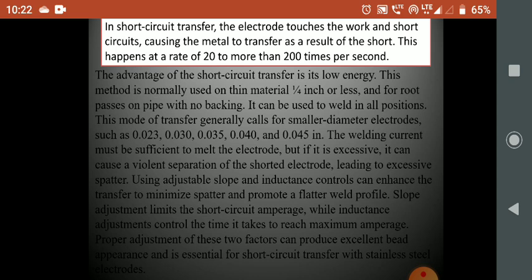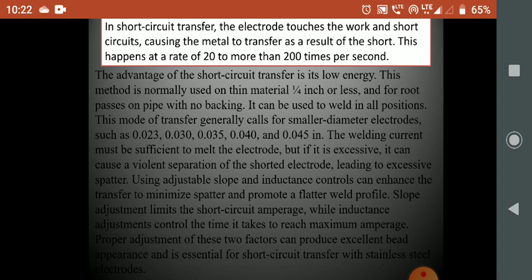quality. That's why the welding current parameter has to be taken care of when we are selecting the kind of electrode, and also to avoid weld cracks and other problems. Using adjustable slope and inductance control can enhance the transfer to minimize spatter and promote a flatter weld profile.